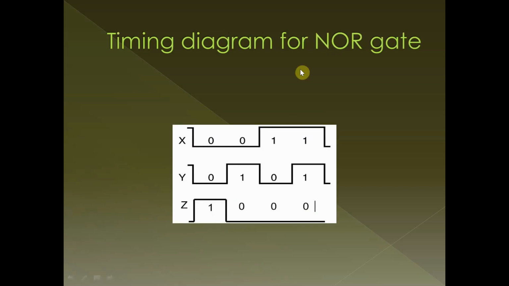This is a timing diagram of NOR gate. When both the inputs are at low signal, we get a high signal. When both inputs are at high signal, we get a low signal. This is the actual inversion of OR gate.